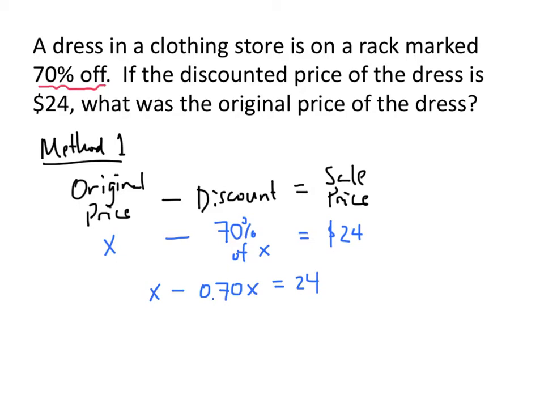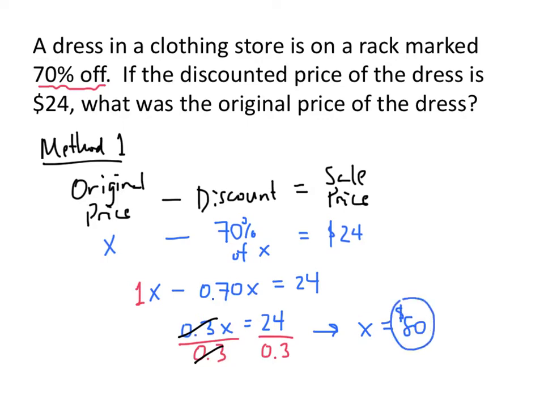Okay, so what's x minus 0.70x? Well, we can think of x as just being 1 times x. You'll see that trick a lot in algebra problems. So 1x minus 0.7x, that turns out to be 0.3x. And now to solve for x, what we're going to do is divide both sides by 0.3. On the left-hand side, those 0.3's divide out. And then we just take our calculator and compute 24 divided by 0.3, and that works out to be 80. So our original price was $80.